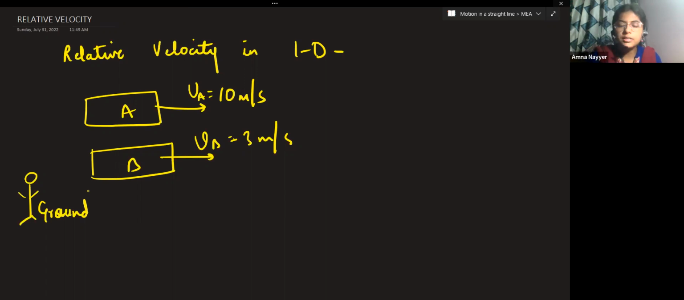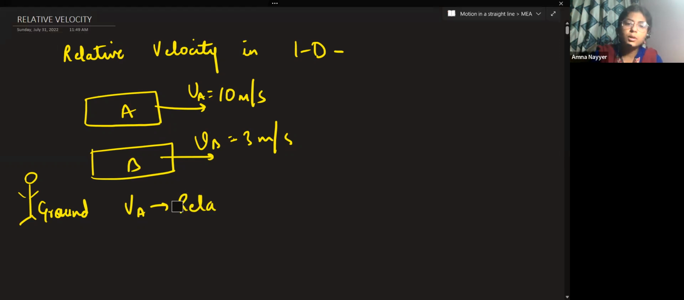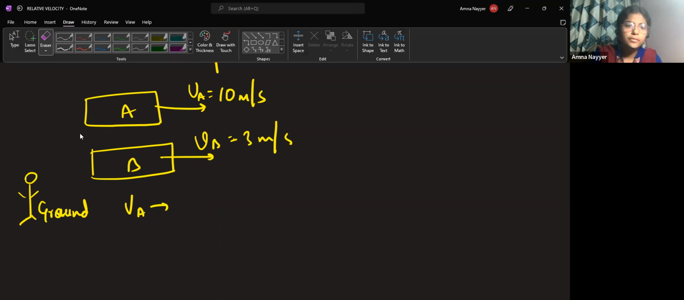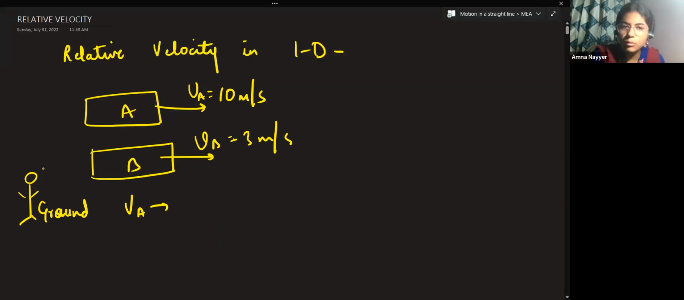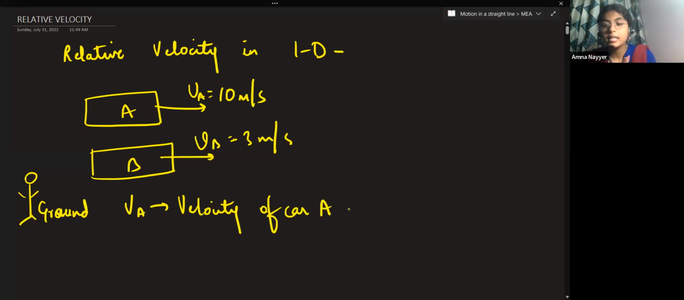Now, if these are the conditions, let's say VA is the velocity. So this person is there on ground. He observes car A moving with 10 meter per second. So this 10 meter per second is the absolute velocity. What is meant by absolute velocity? This is the actual velocity of car A with respect to the observer on ground.